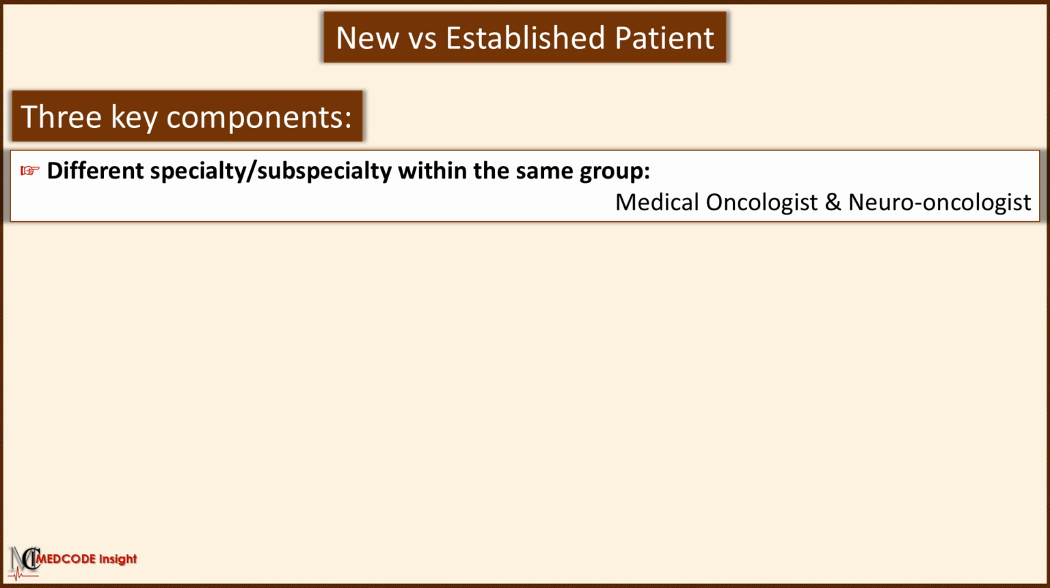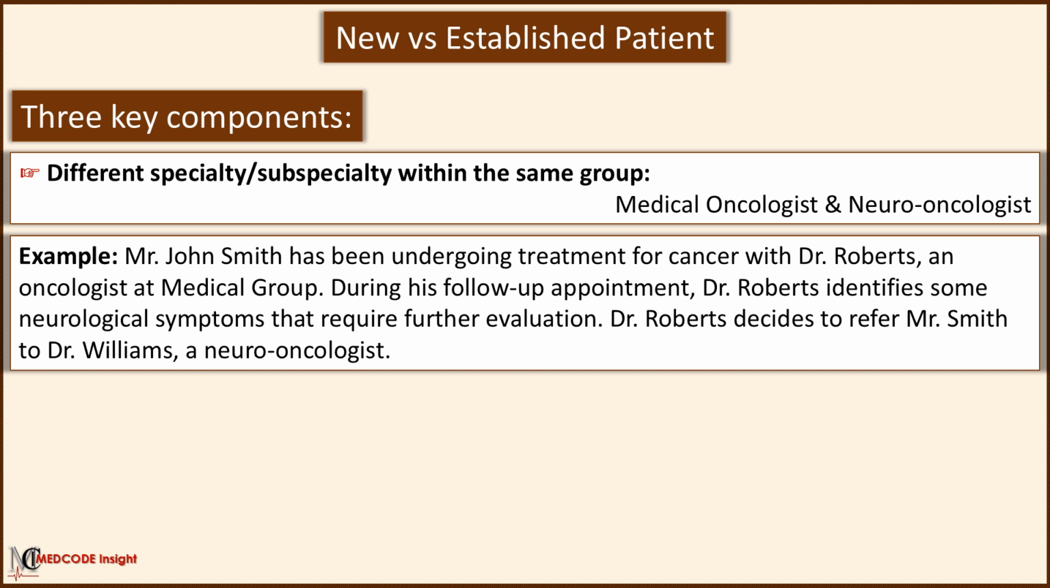To understand the distinction between the specialty and the subspecialty within the same group, let's take an example of a specialist medical oncologist and a subspecialist neuro-oncologist, both within the field of oncology but still part of the same group. Mr. John Smith has been undergoing treatment for cancer with Dr. Robert, an oncologist at Medical Group. During his follow up appointment, Dr. Robert identifies some neurological symptoms that require further evaluation. Dr. Robert decides to refer Mr. Smith to Dr. William, a neuro oncologist.